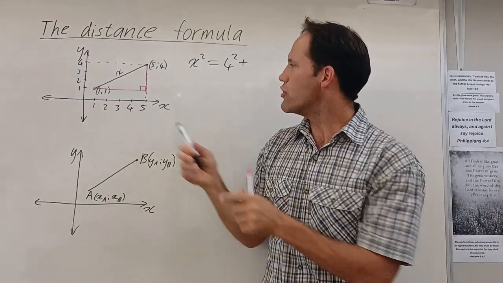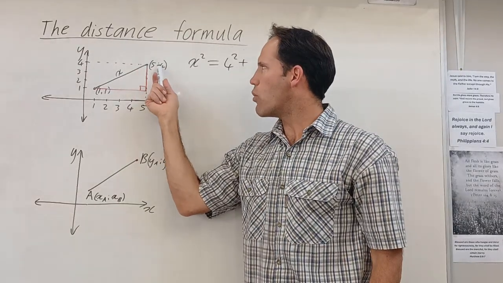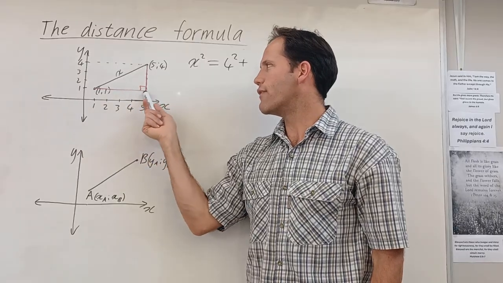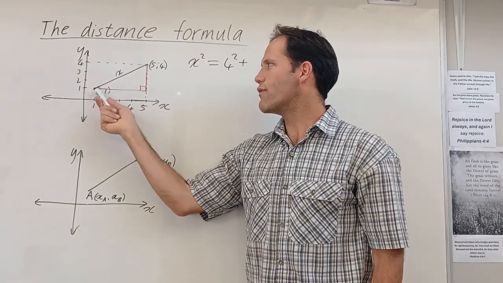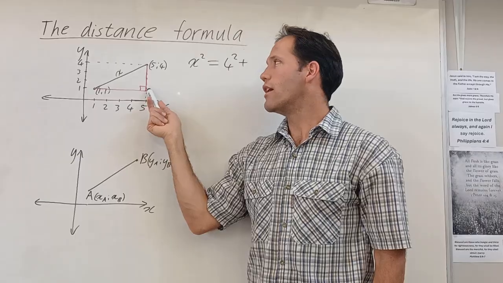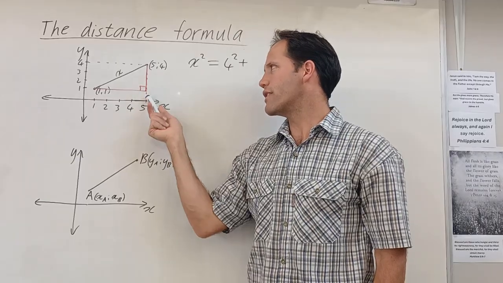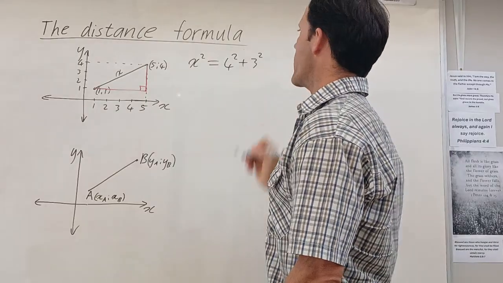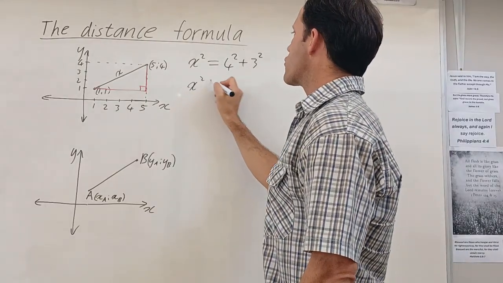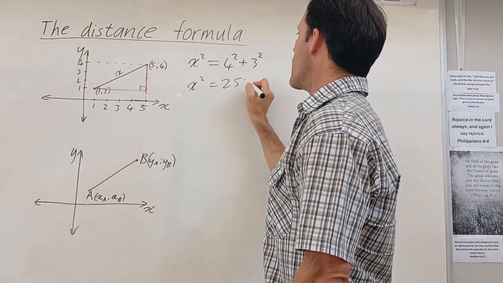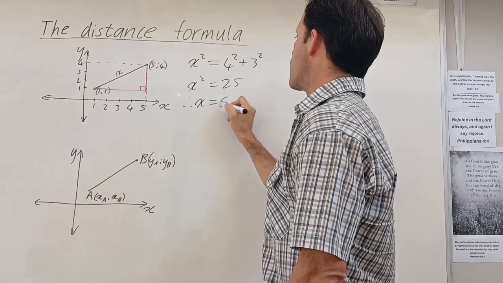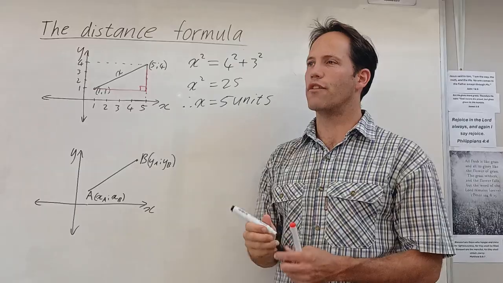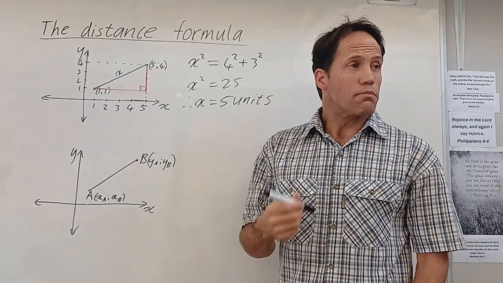Plus, then you take the vertical distance from the y value 4, 1, 2, 3 down to the y value 1. So 4 minus 1 gives you this distance. 4 minus 1 is 3. So it's going to be plus 3 squared. And then it's easy. x squared is equal to 16 plus 9, which is 25. Therefore, x will be equal to 5 units. So there we found the distance of x is 5 units. And we used Pythagoras.